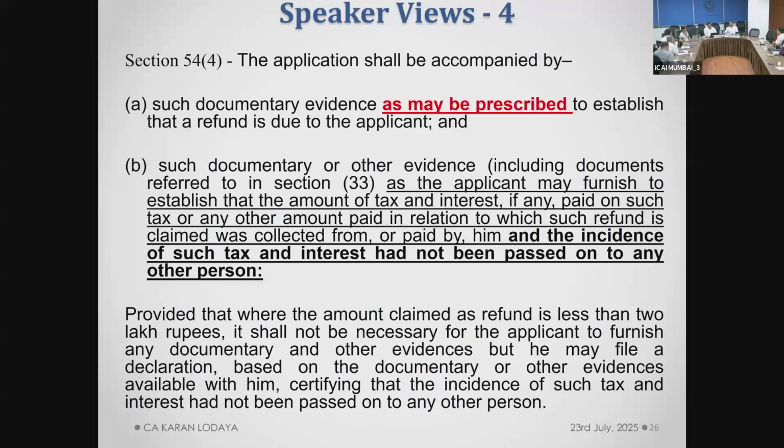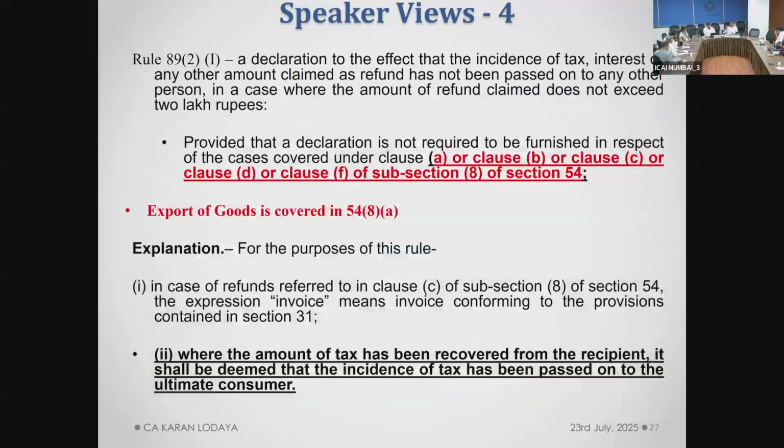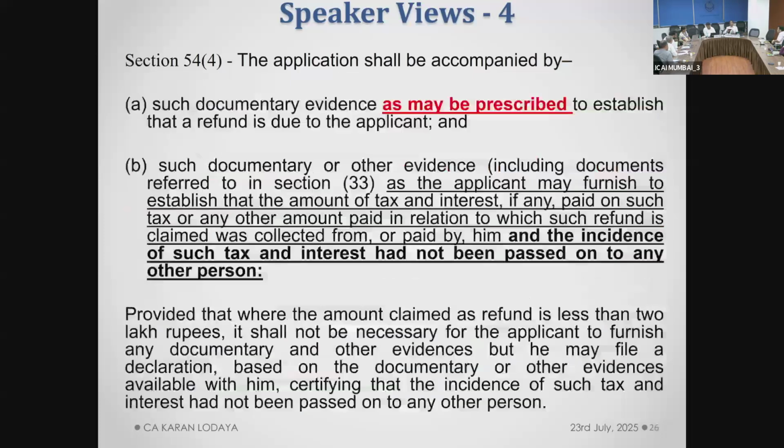Now what Karan is saying is that 54(8) clearly has one category, right? Refund instead of going to the consumer welfare fund. These are the cases where we can give it to that particular person. In that case, the clause which says that you have to show the incidence, that is E.